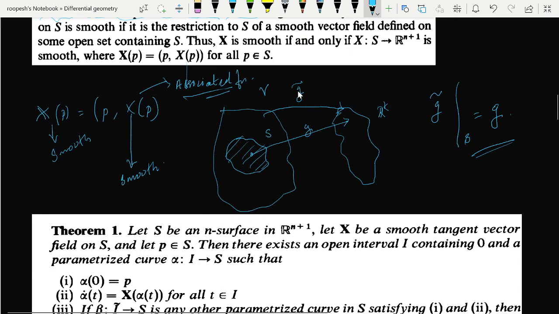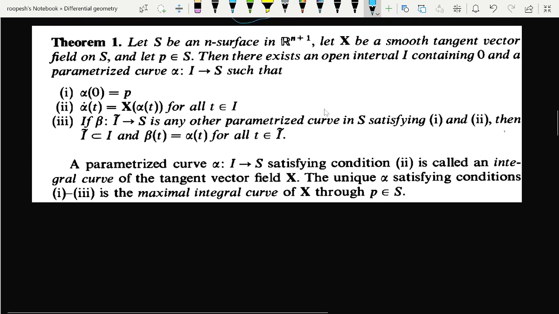So we have studied vector fields on surfaces and smooth vector fields on surfaces. Next we have a theorem here. It says the existence and uniqueness of a maximal integral curve. See, this is the maximal integral curve. This theorem can also be asked as state and prove.